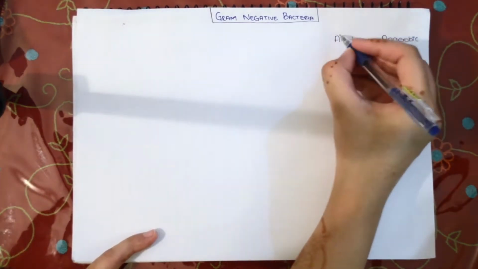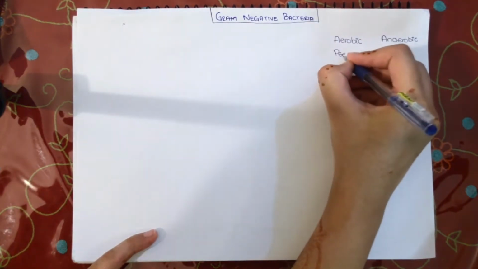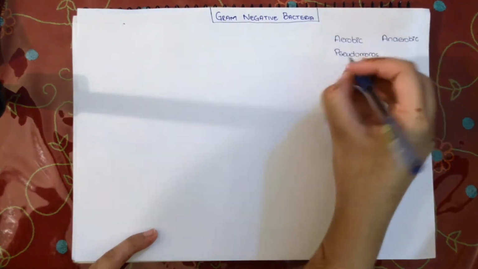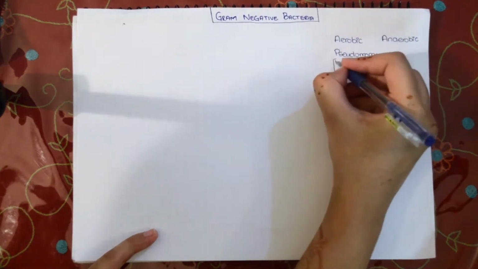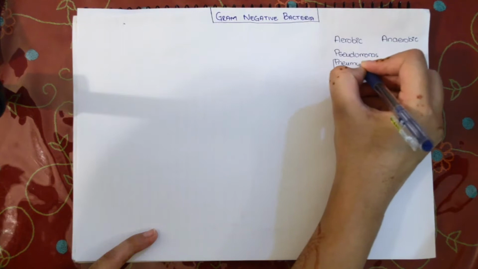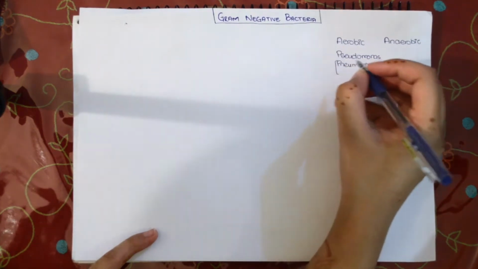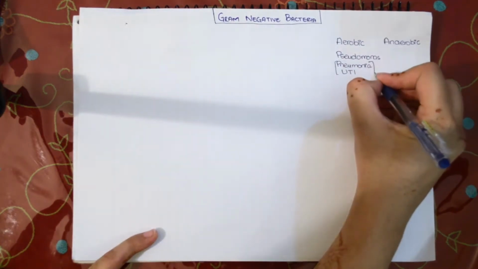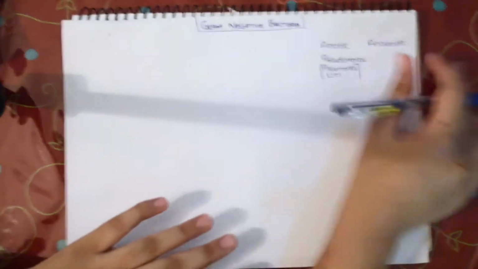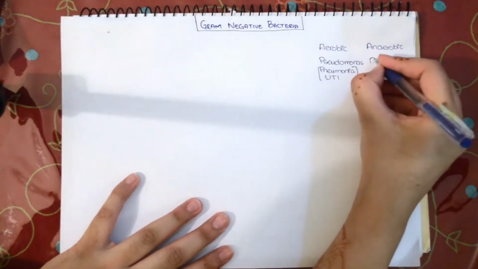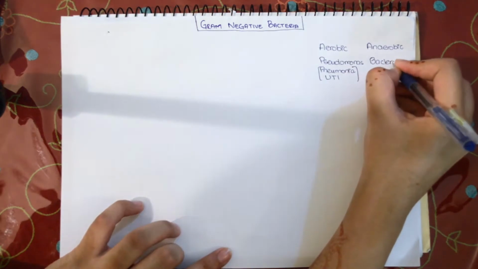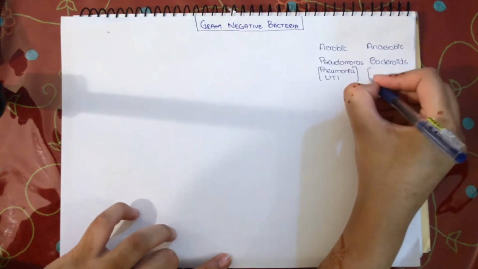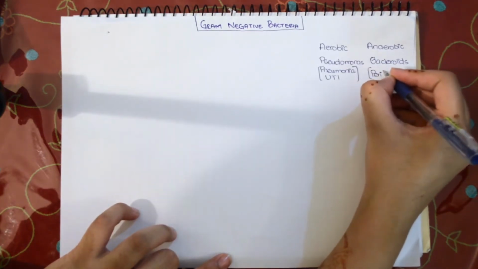The aerobic bacteria is Pseudomonas. It causes pneumonia and UTI, that is urinary tract infection. About anaerobic we have bacteroides, and these cause peritonitis.